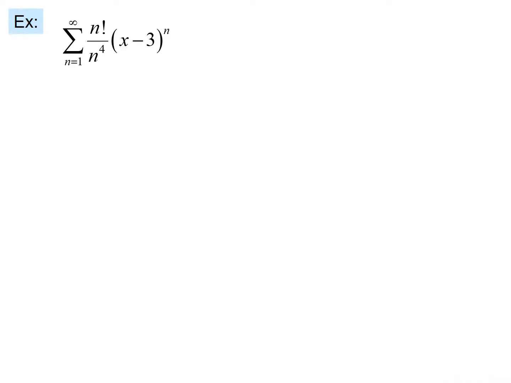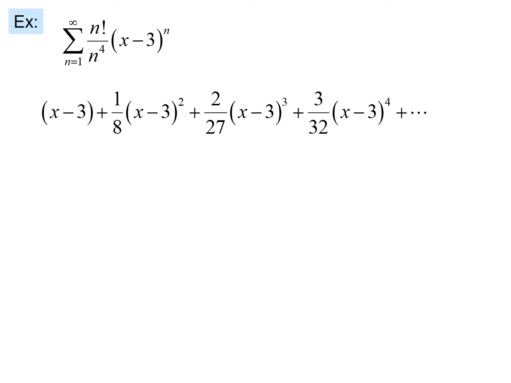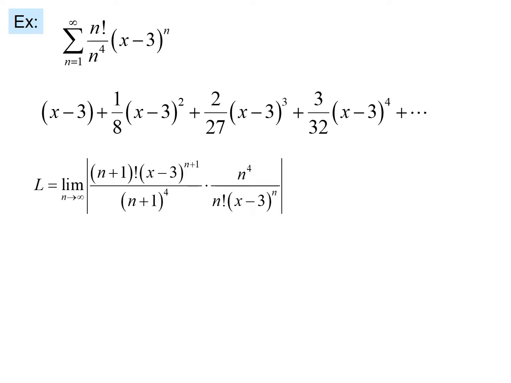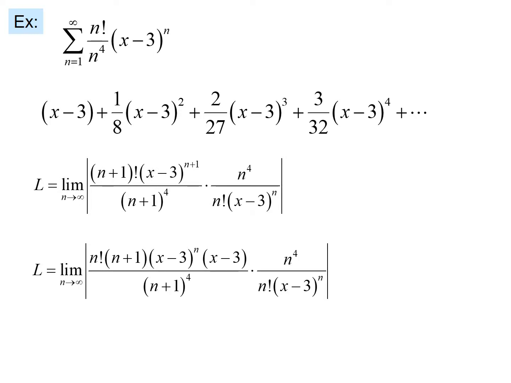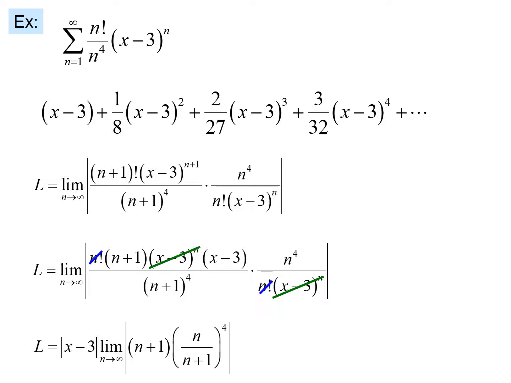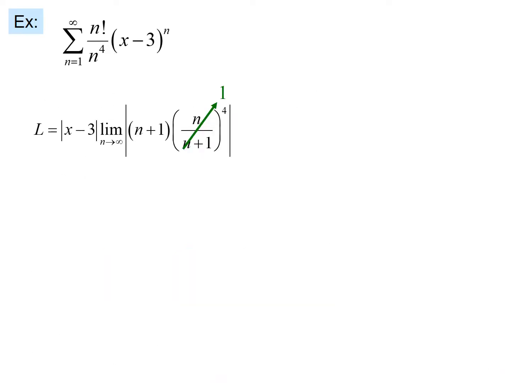Okay, we'll take a look at another example here. Take the limit as n goes to infinity. Expand and simplify. Okay, so we can see that this limit approaches infinity for all values of x except for x equals 3.